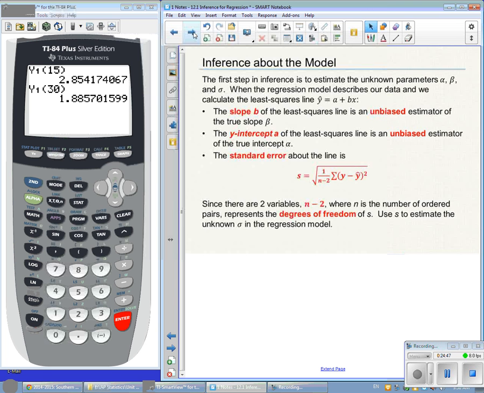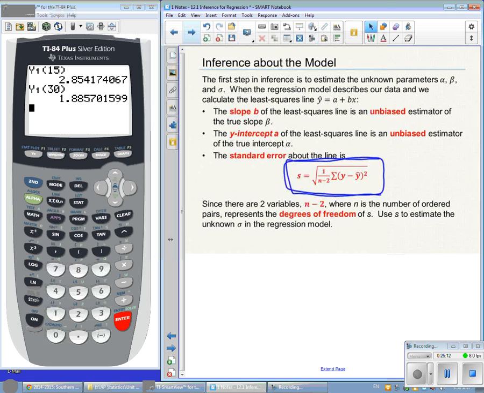The standard error about the line, and this is something that I don't think you actually have to use this formula. I believe it is on your formula sheet for the AP exam. But when you're doing the tests on the calculator, it'll calculate the standard error for you. A lot of times you're going to be given the output from like a Minitab program, and so it'll actually tell you what the standard error is. So I don't think you actually have to know that formula.